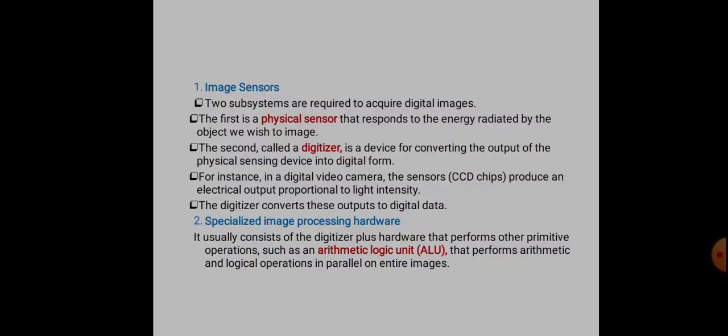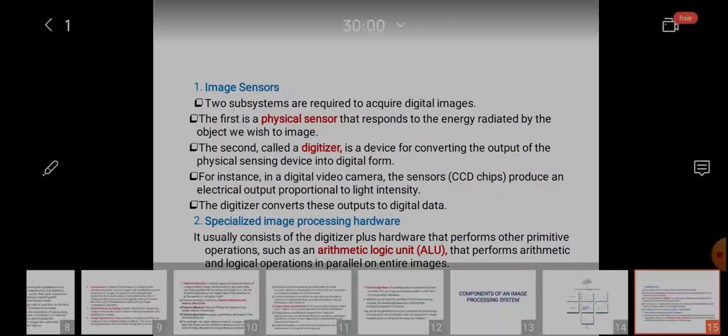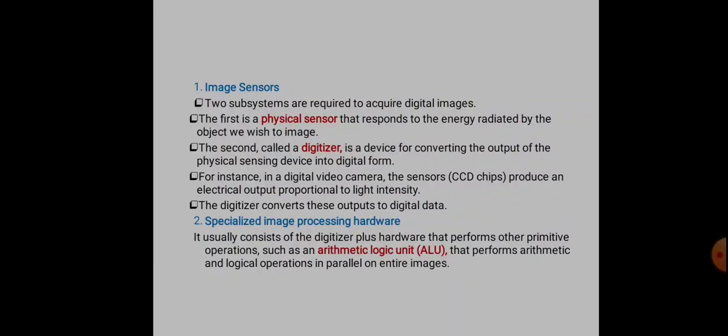Whether you use a camera or a digital video camera, these tools act like sensors. They convert the light intensity into an electrical output. Using a digitizer, you convert that analog input into a digital output. Next one is specialized image processing hardware.